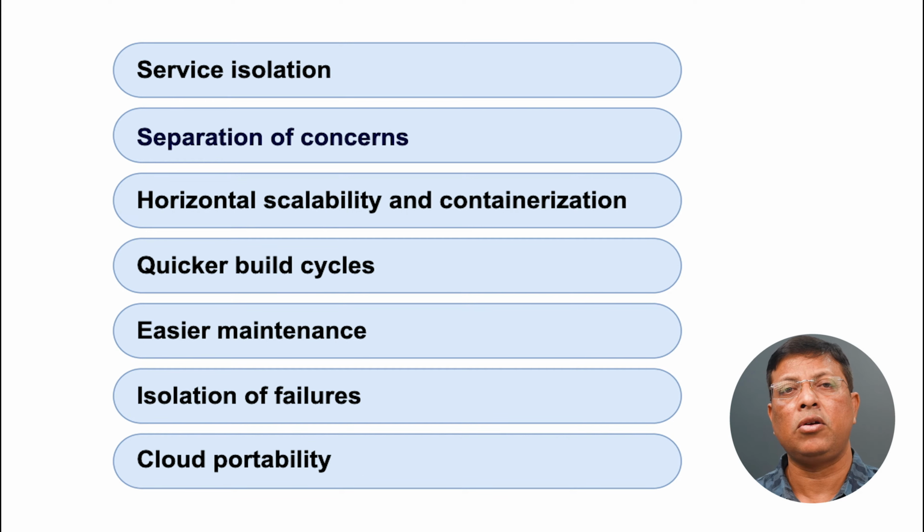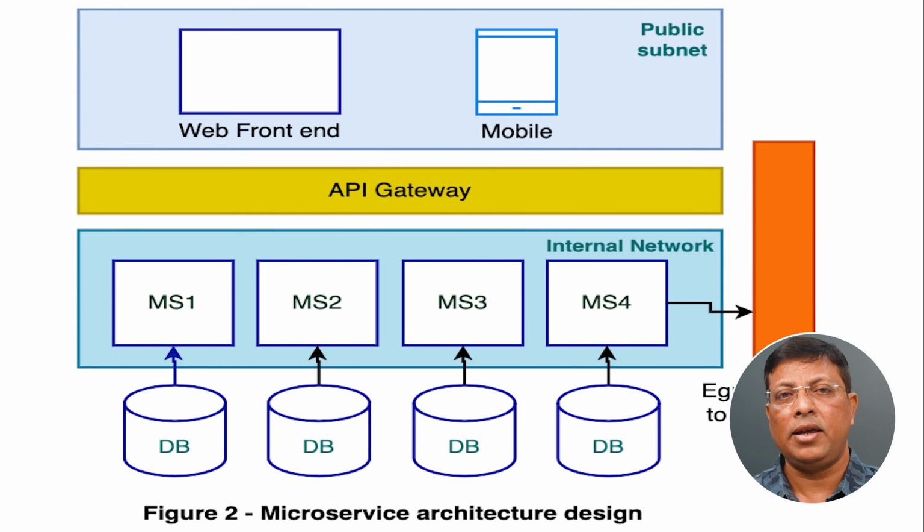However, the security design cannot be so simple in case of distributed microservice based architecture. The advent of cloud platforms and the discovery of containerization techniques using Docker, and orchestrating software like Kubernetes or Docker Swarm, have complicated the problem even further. Let's understand the design complexity in securing microservice architecture. Microservices architecture deals with breaking down the application into smaller and independently deployable units for getting a number of benefits, as mentioned on the screen. To start with are service isolation, separation of concerns, horizontal scalability and containerization, quick build cycles, easier maintenance, isolation of failures, and cloud portability, etc. This design has helped to solve many issues with the traditional monolithic applications, but at the same time, it introduced the following security challenges.